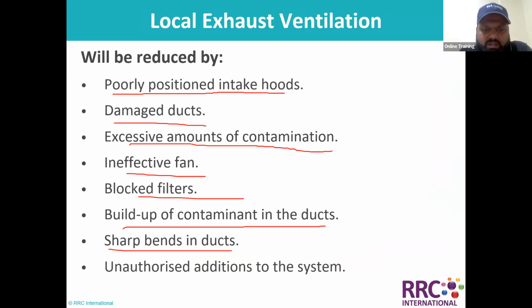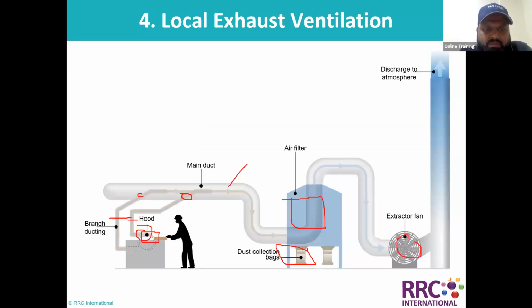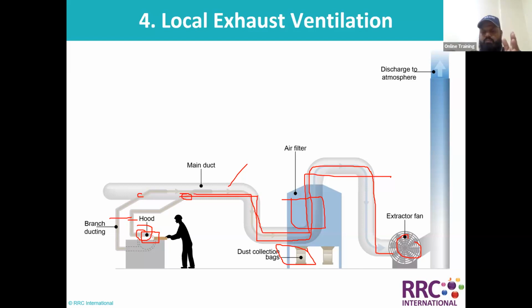Then sharp bends in the ducts. If we have a sharp edge like this, these contaminants will perhaps stay in the duct, and the duct itself would get contaminated. That is why we don't make sharp bends. We have to make circular bends.